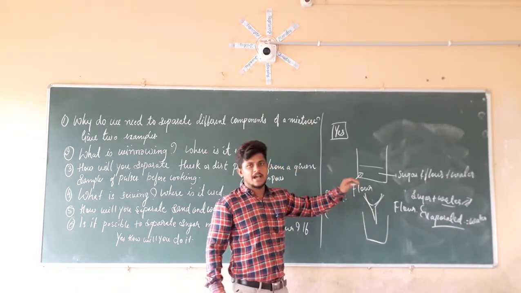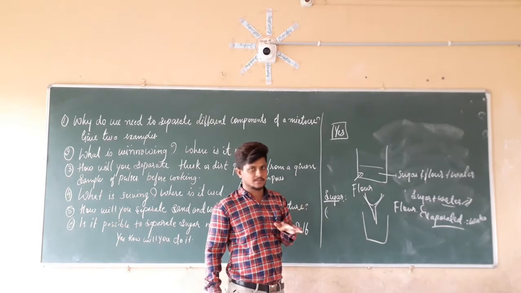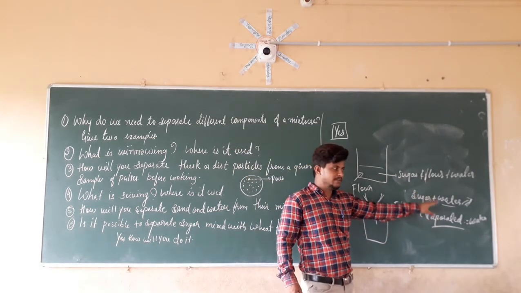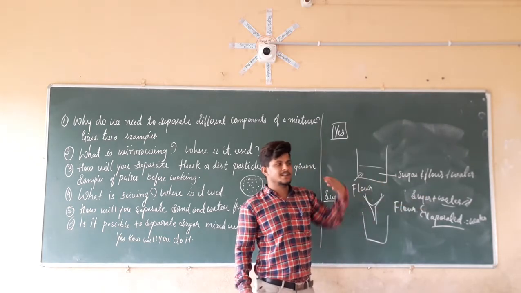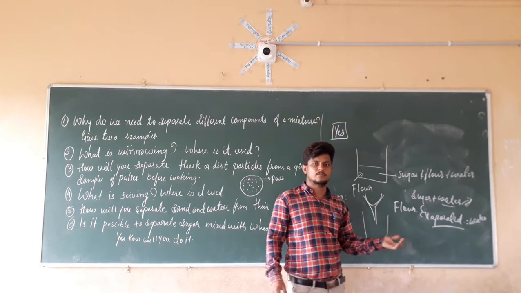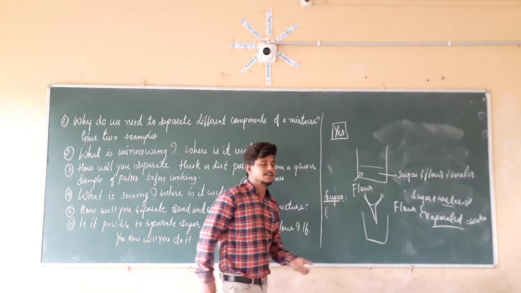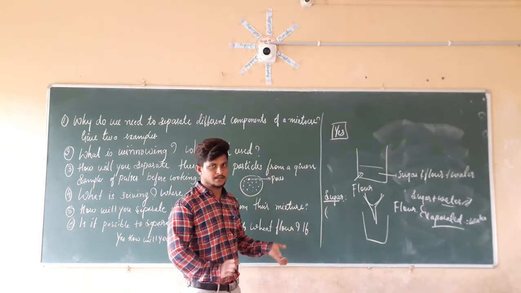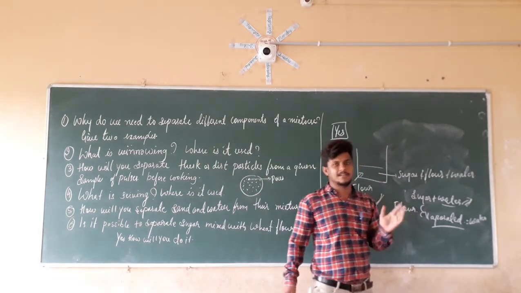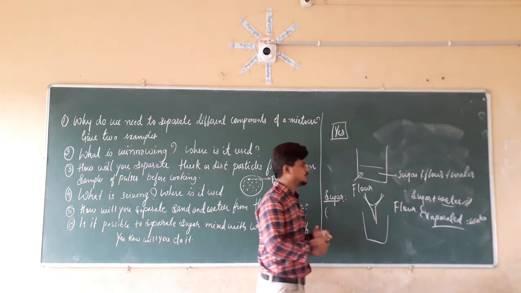We are going to use a plate which is having ice. Whatever water vapors are there are going to condense and become liquid. Due to the condensation, they are going to become liquid, and we are going to collect that water in another container. So we have separated the flour as well as sugar as well as water by using different processes.